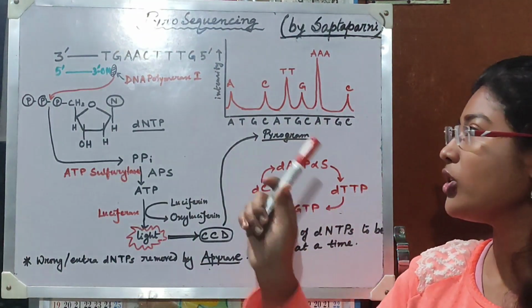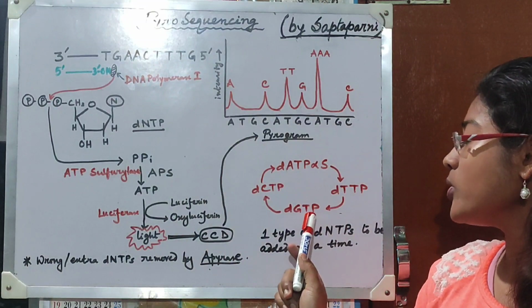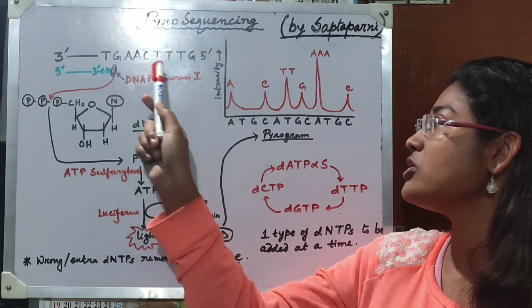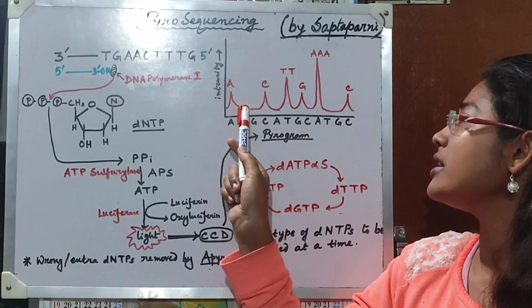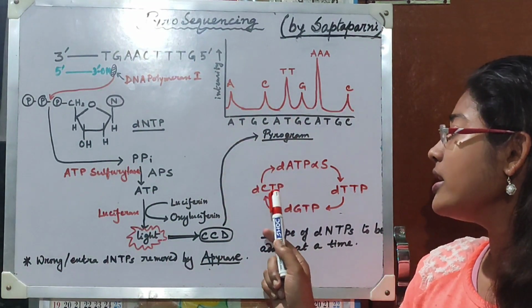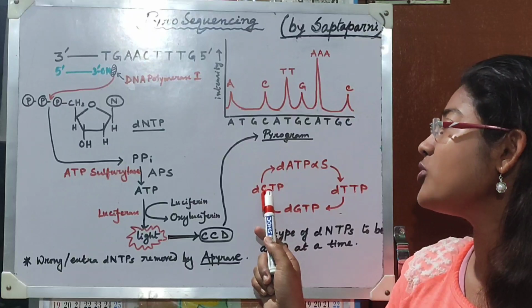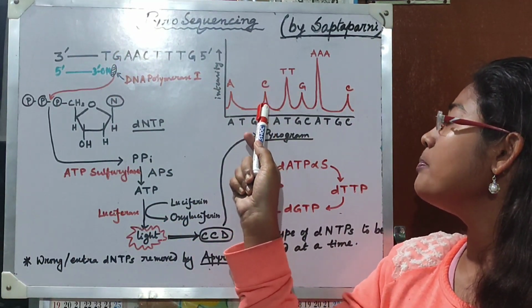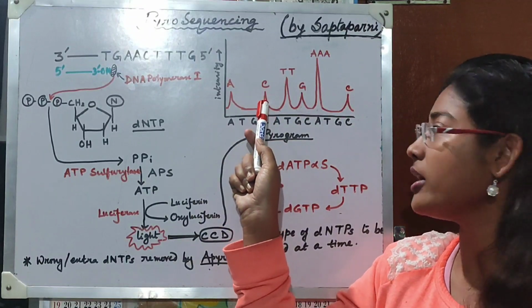So dTTP cannot bind with G. Next we will add dGTP. Guanine also cannot bind with G, so there will be no peak here in T or G, okay. Next we will add dCTP. Cytosine will bind with G, so we can find a peak here in the C region, okay.